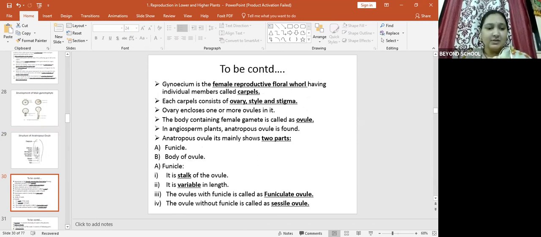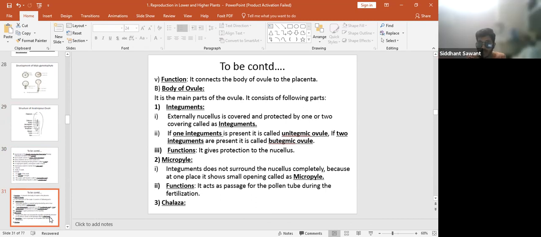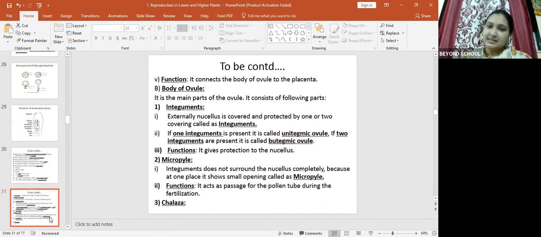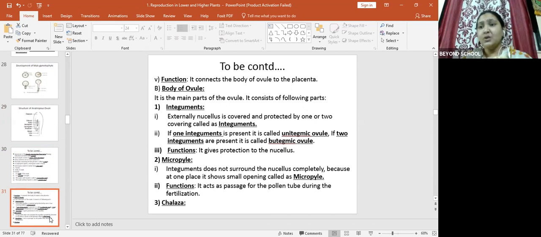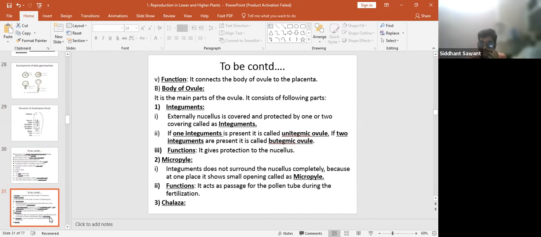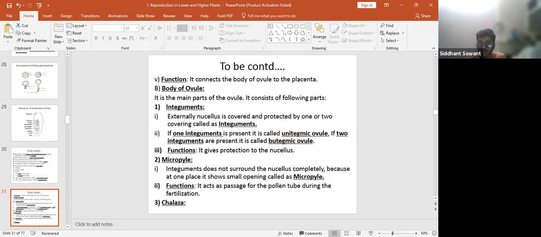Now tell me, Siddhant, when we studied funicle, if the ovule consists of a funicle, it is called a funiculate ovule, and if the funicle is absent, a sessile ovule. If the integument is present as one in the anatropous ovule, you will call it a unitegmic ovule, and when it is present as two, a bitegmic ovule. The anatropous ovule is common in angiospermic plants.